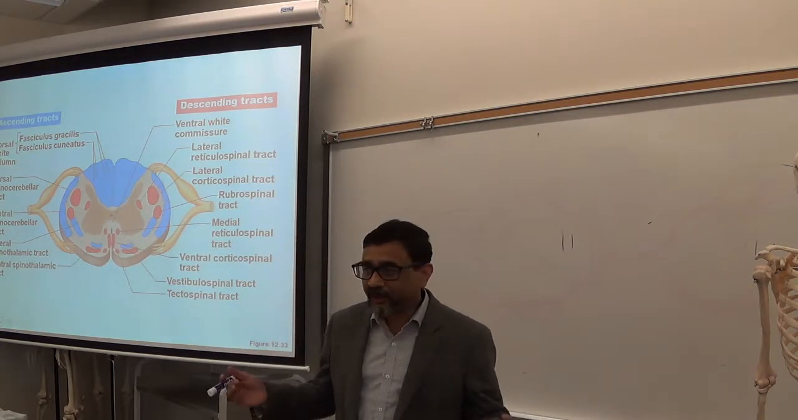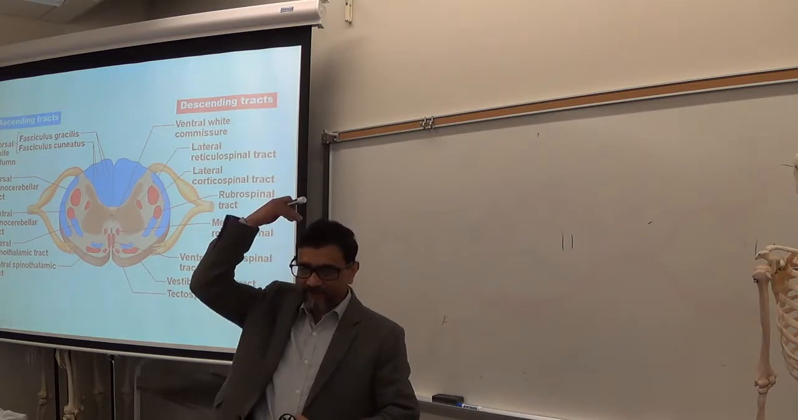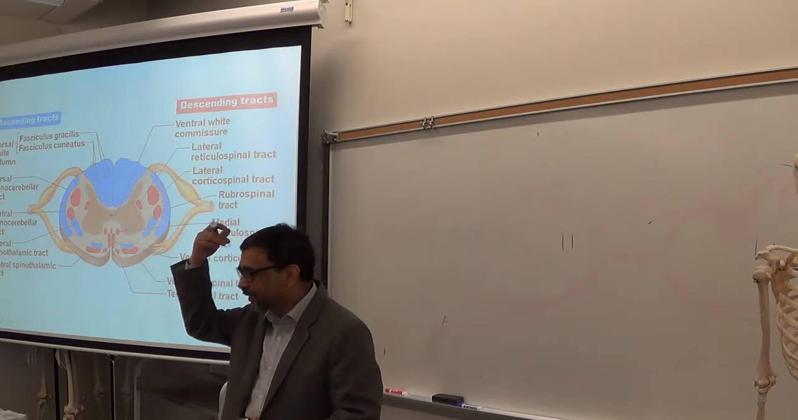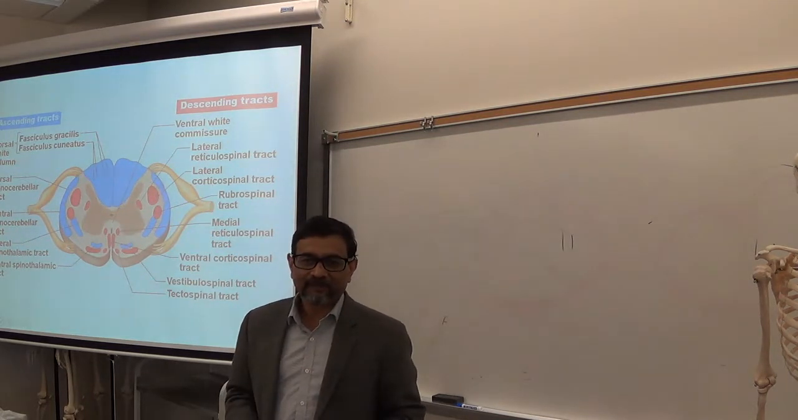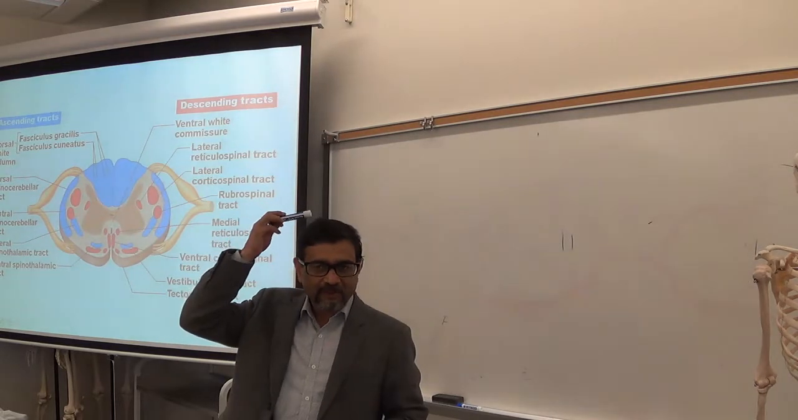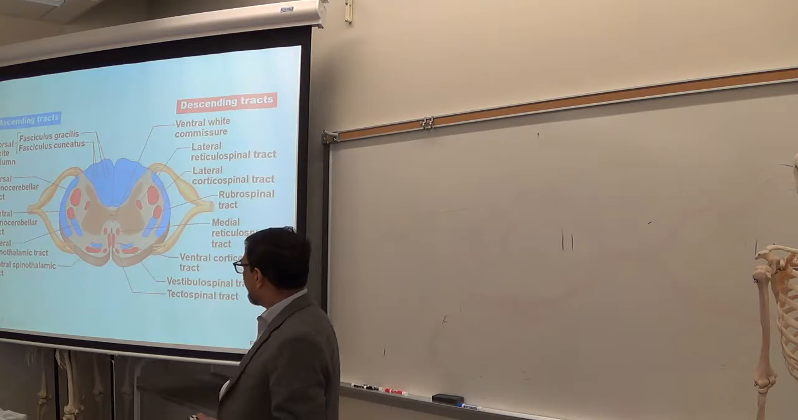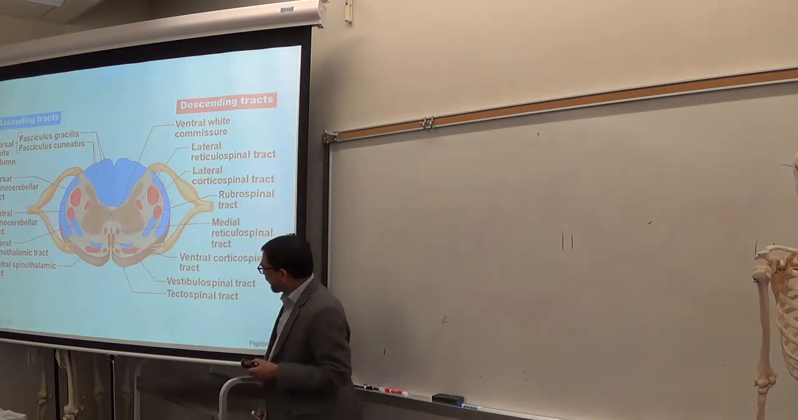So if I ask you in the test, spinothalamic, it is what? Ascending or descending? Ascending, right? That means what? Sensory. If I say corticospinal, descending. Cortex to the spine. Corticospinal. So, let's see the important ones.